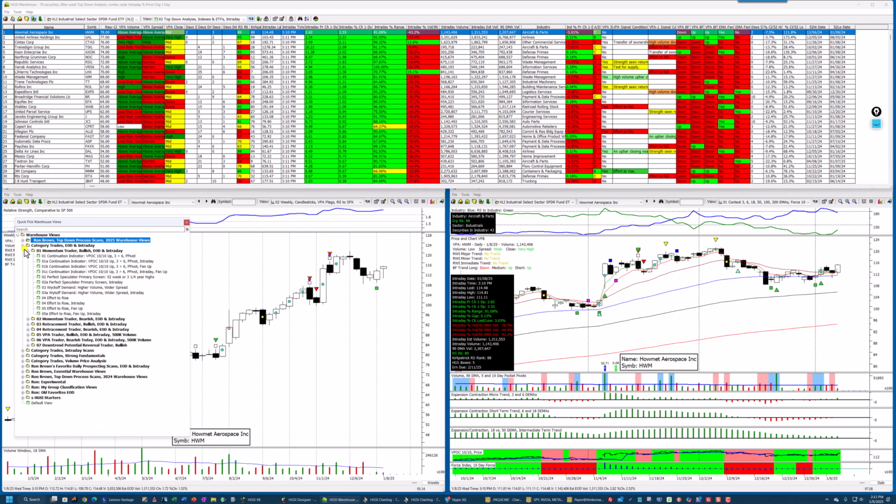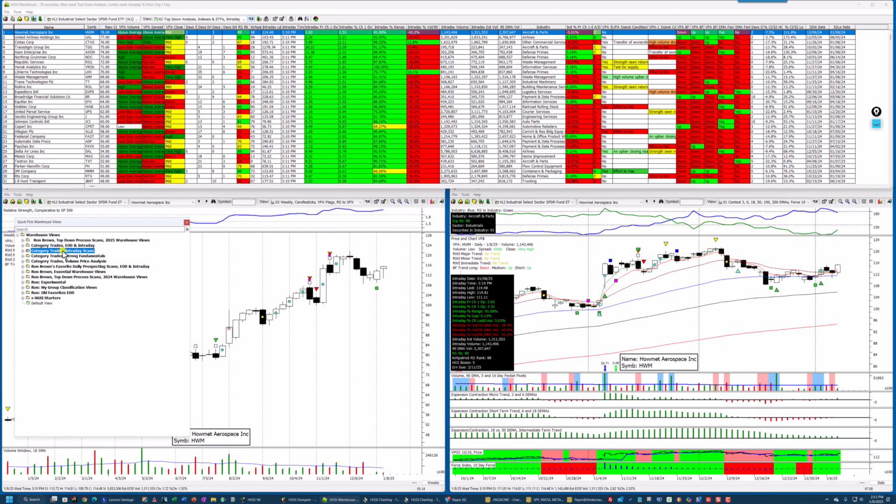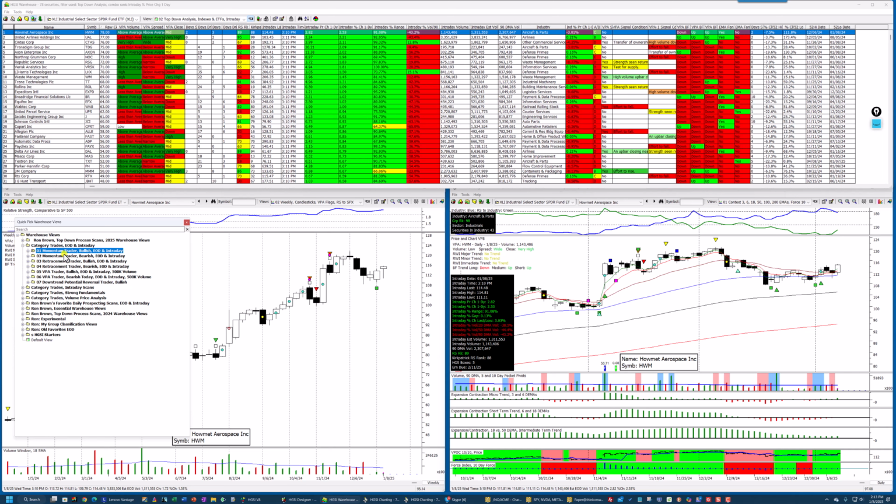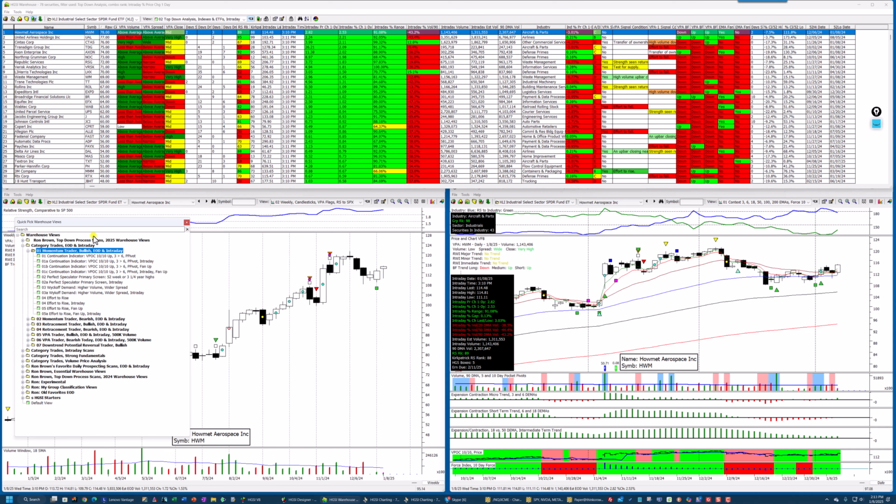Let me close this up so it's clear. Categorizing them. Category trades, end of day and intraday, and you open this up and you can see that I have momentum trader bullish and bearish, end of day and intraday. So let's concentrate on this category today, and I'll just show you a few of them. I won't be able to cover all of them, but momentum trader. I like this continuation indicator because it shows me stocks that are continuing to go higher.